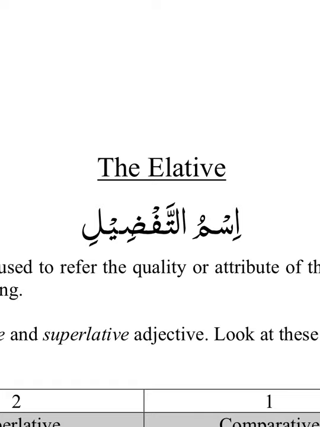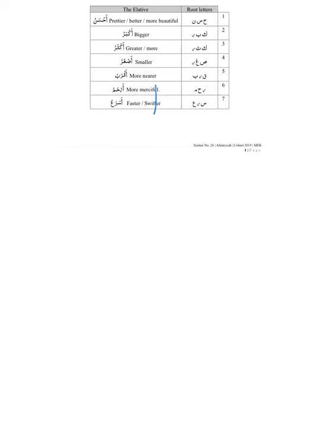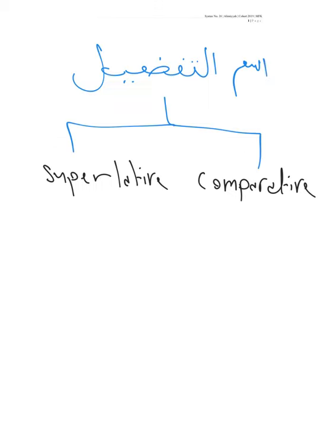This is the second video with regards to Ismut Tafdeel, the elative. We've already looked at Ismut Tafdeel when it is used in what we call the comparative form, when we are comparing one thing to another, one item to another. So, as a quick recap, let's have a look at the two main usages of Ismut Tafdeel. As you can see, Ismut Tafdeel is either used in the comparative form or, number two, the superlative.